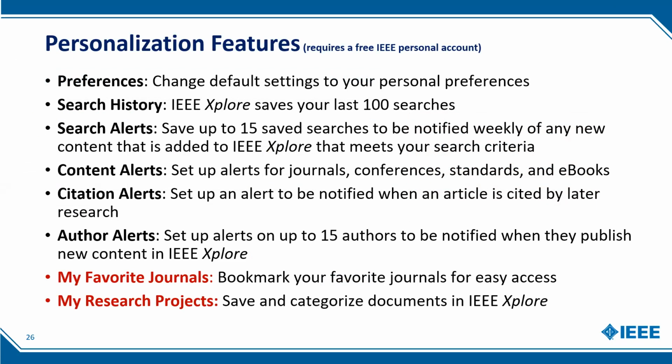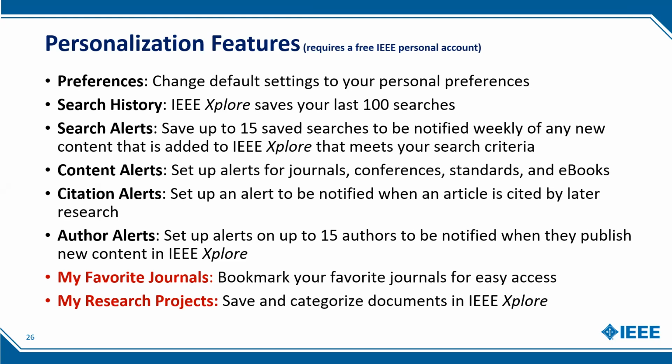Search history allows IEEE Xplore to keep a record of your last 100 searches, so you can combine up to 50 keywords and 7 wildcards. Search alerts save up to 15 saved searches to be notified weekly of any new content that's added to IEEE Xplore that meets your search criteria. Content alerts set up alerts for the content type on IEEE Xplore. Set up a citation alert to be notified when an article is cited by later research, or author alerts.